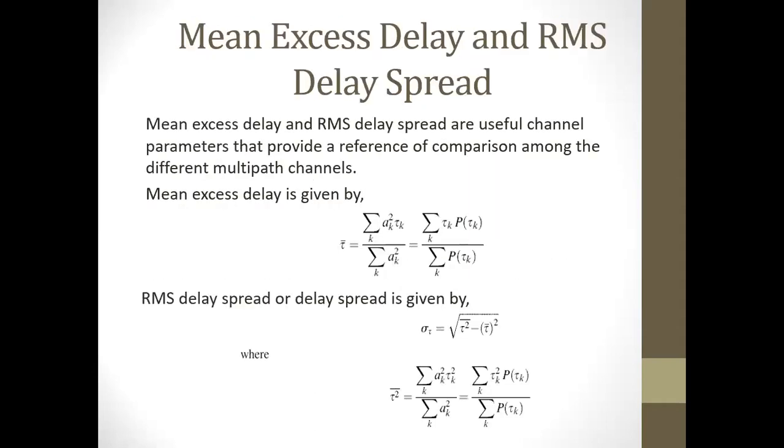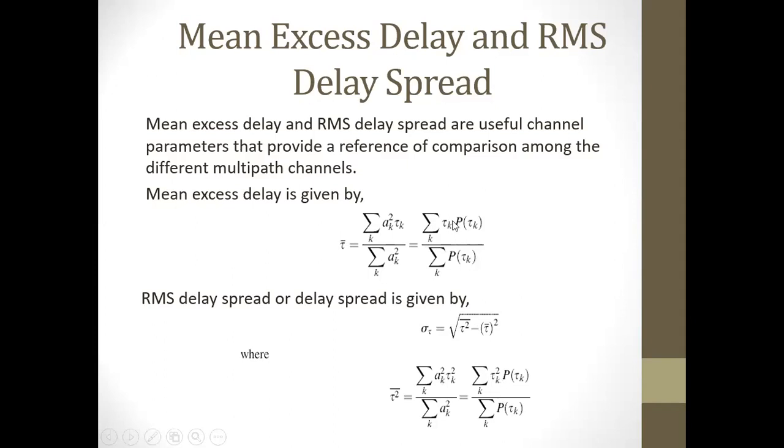But more commonly, people use the term RMS delay, because that gives you a better reflection, commonly called only delay spread. How do you calculate? You take your mean excess delay and take its square. Also, you take tau square average. What that is: it is calculated just like this way, but instead of tau, you take tau square.